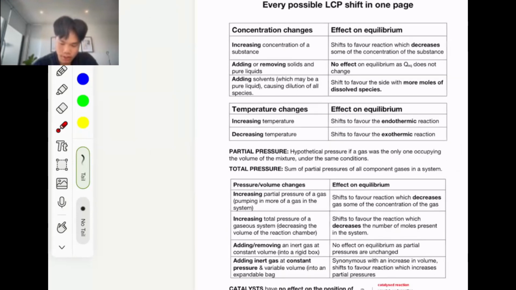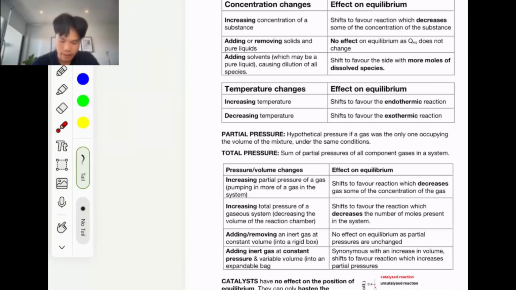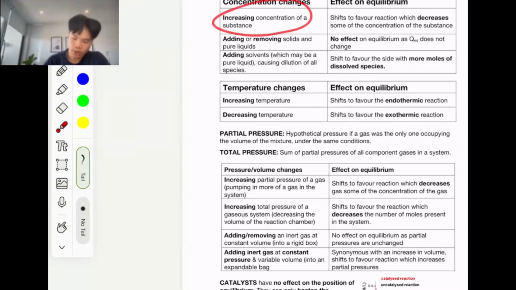This page pretty much sums up all the LCP shifts that you can possibly get. We should be familiar with increasing concentration. The resistance is just going to shift to decrease concentration. Remember that adding or removing solids and pure liquids, even if they're part of the equation, will not affect equilibrium, as the Q doesn't change.